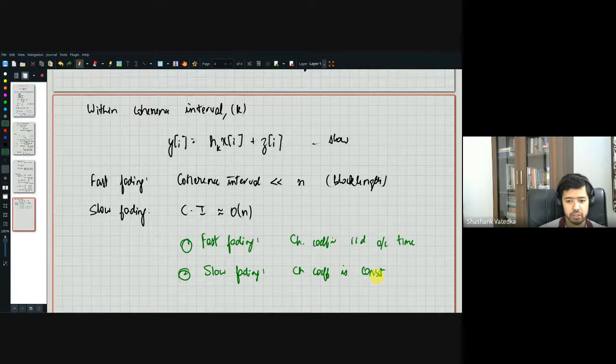Okay, but there are also regimes in between, wherein the coherence interval can depend on n. It could be maybe log n, or say square root of n, and so on. And each of these leads to different issues. All right. So we'll stop at this point. Are there any questions?